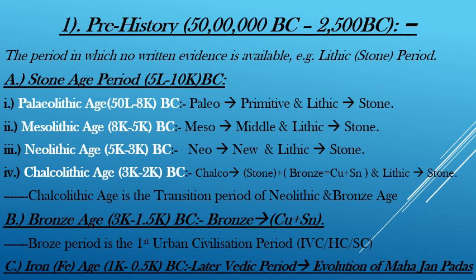The Bronze period is the first urban civilization period, also called IVC, Indus Valley Civilization, Harappan Civilization, and Saraswati Valley Civilization, also because it was very close to the Saraswati River in earlier times. The Iron Age begins with 1000 BC to 500 BC, the later Vedic period, the evolution of Mahajanpadas. In the later Vedic period there are the epics of Mahabharata and Ramayana and the Vedas, all the documents written in this age, that is the Iron Age.